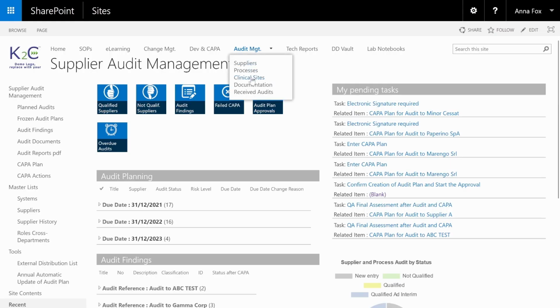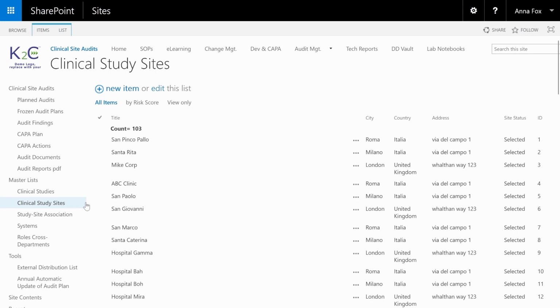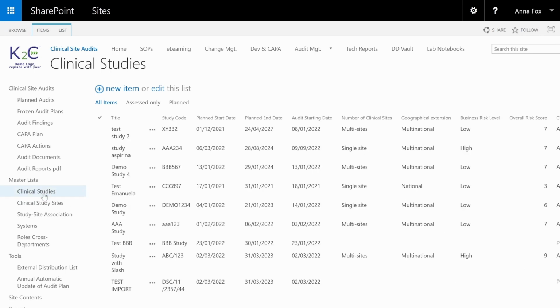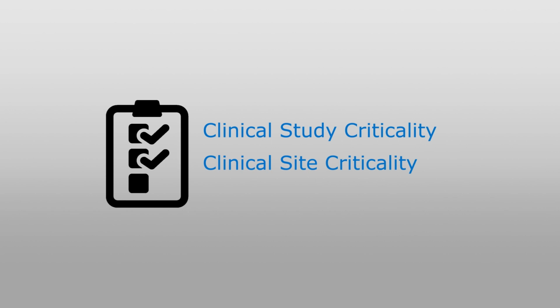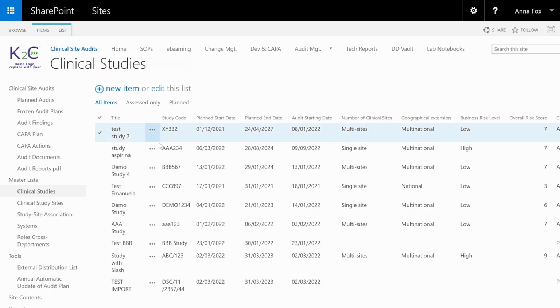Clinical site audits are something special because rarely can we perform audits on the full list of sites being part of a clinical study. Therefore, we need a method to assess the criticality at 2 levels: criticality of each clinical study, and criticality of each clinical site in the specific study. For instance, our organization may have a policy defined to determine how many sites should be audited for a given study, depending on the criticality level of this study.